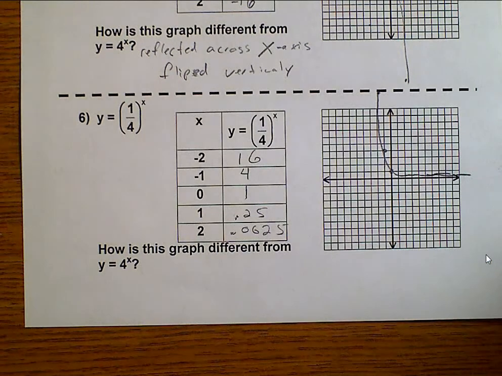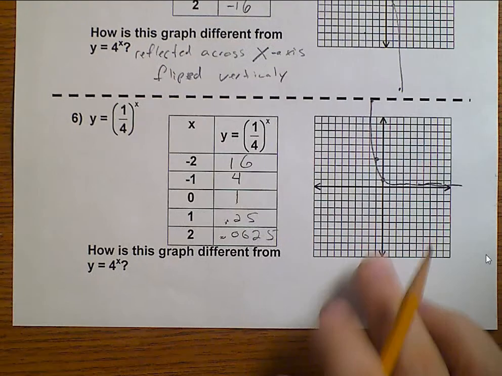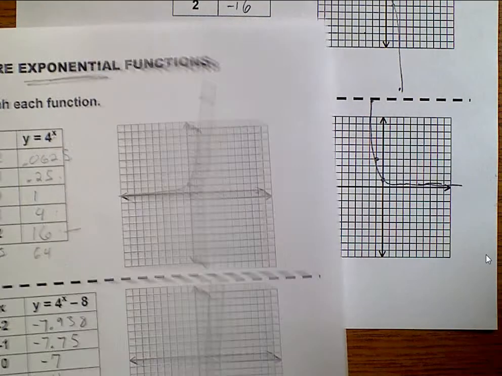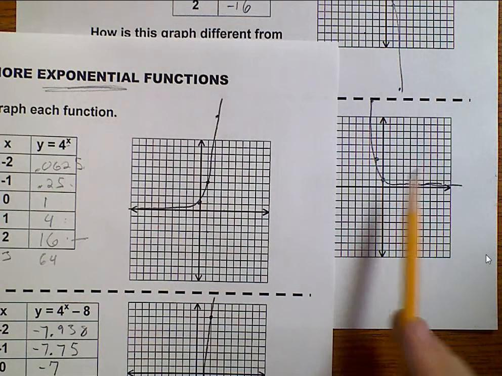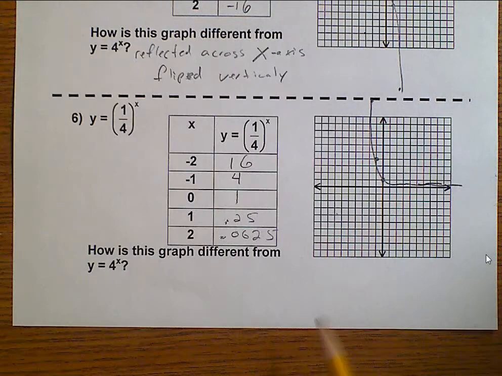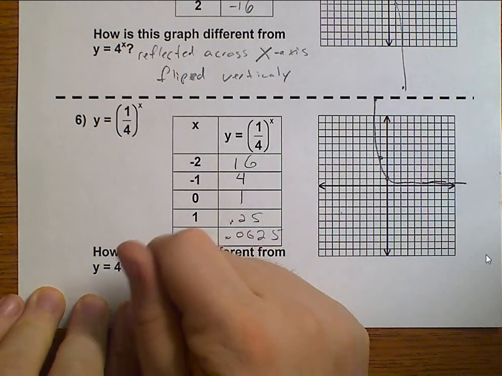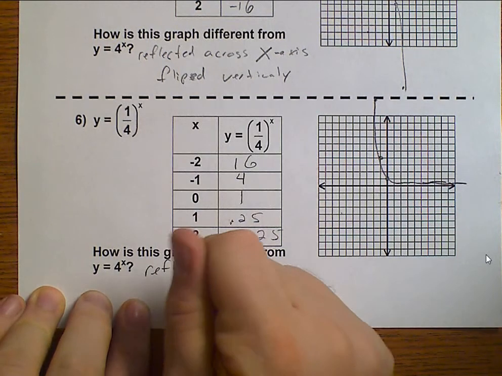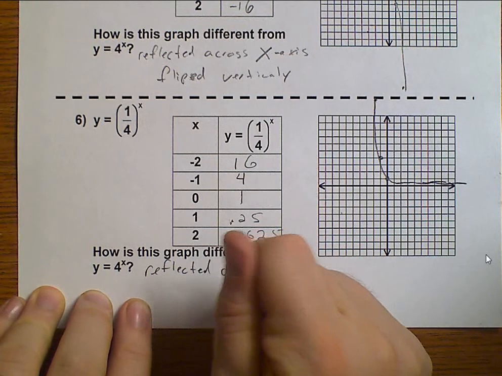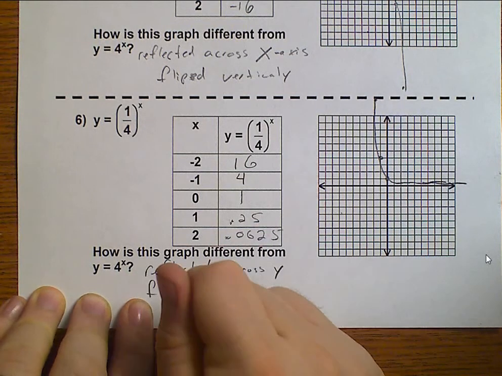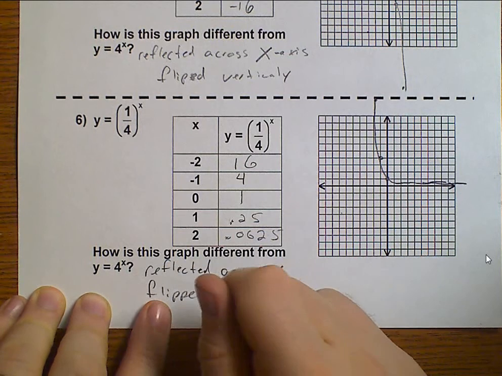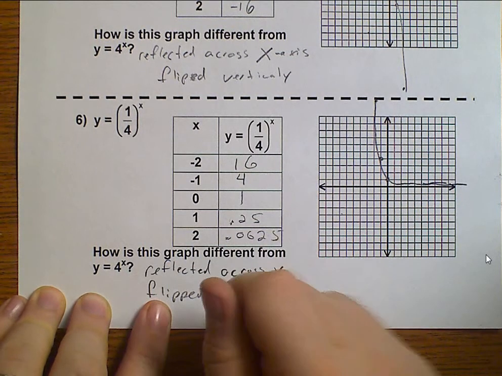And so if we take a look at this one, and we take a look at our original, you'll notice that they are the same. The only thing is that it has been flipped left to right. So reflected across y. Or you could say it's been flipped horizontally.